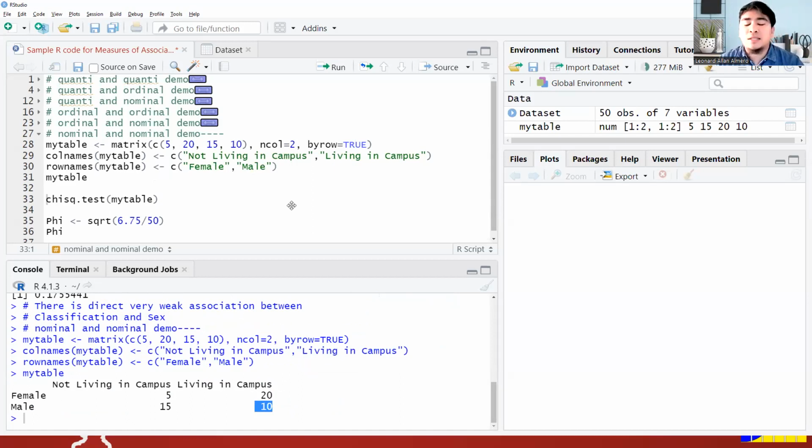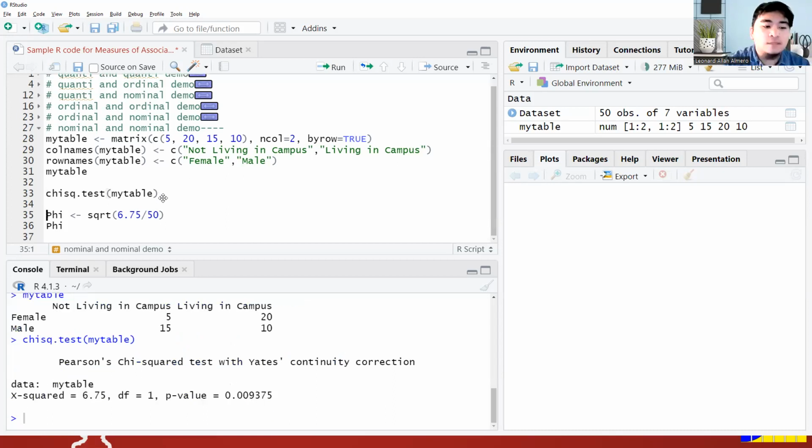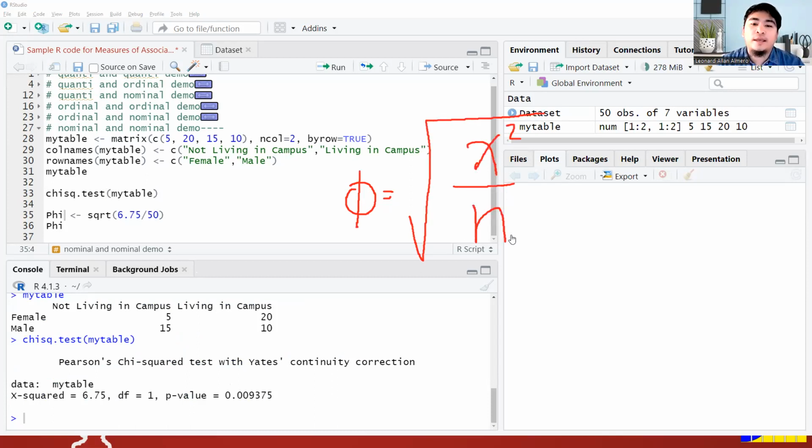So ang tanong, meron bang association yung pagtira sa campus at saka yung sex? So if you will see, they are both in nominal level. Okay? So to do that, kailangan po munang i-chi-square test yan. So lalabas po yung chi-square computed mo na 6.75. Okay? Now to get phi, ang formula po nito ay, phi is the square root of chi-square over n. Kaya po yan ay ang nakalagay dyan, square root of 6.75 divided by 50.